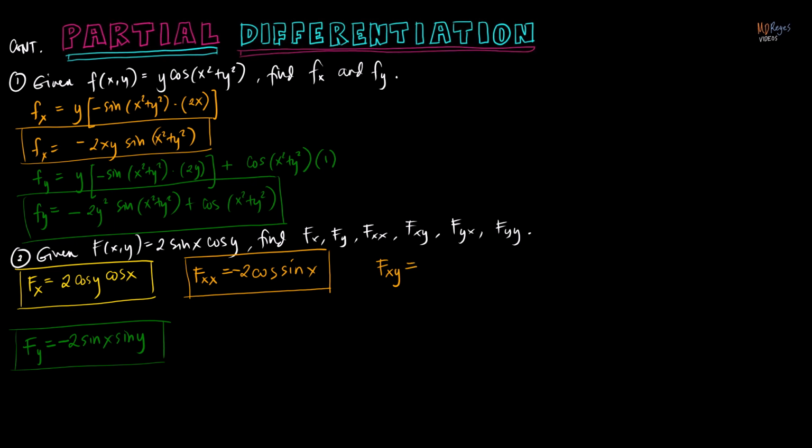You're still differentiating the same function, with respect to y this time. So 2 cosine x is a constant, and then the derivative of cosine y is negative sine y.